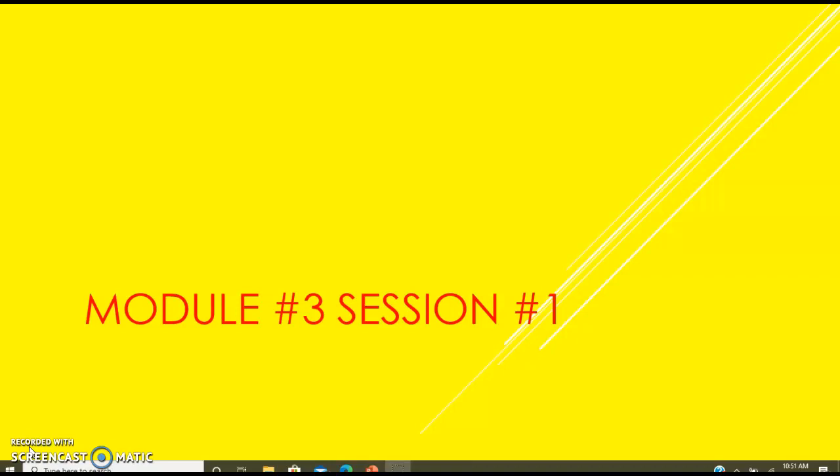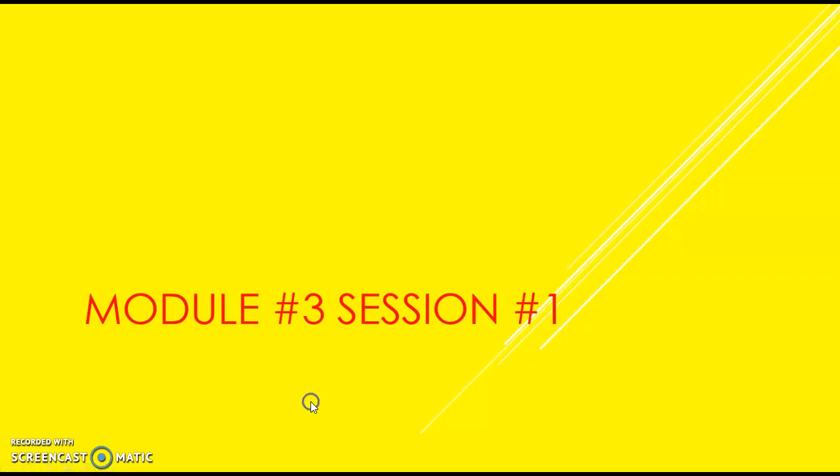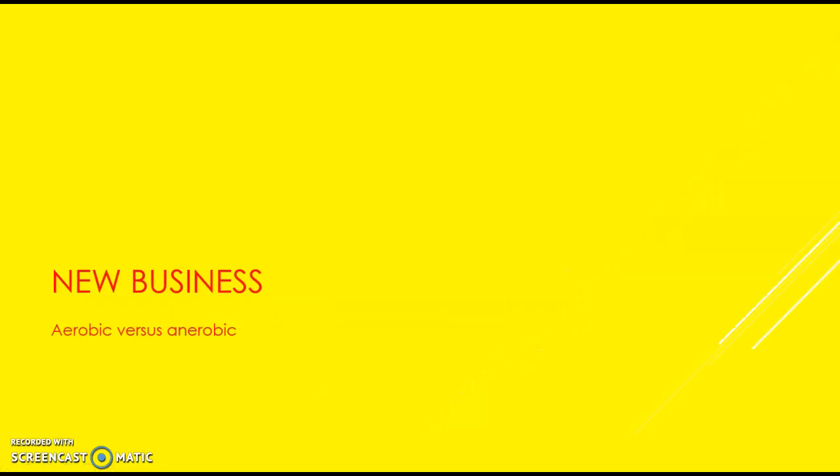on from Module 2, which was orange, to now we're in Module 3, which is yellow. Specifically today, we're in Module 3, Session 1. We'll be here in this module for about 2 weeks, and then we'll have a check for learning at the end of it. For today, specifically, we're going to be going over aerobic versus anaerobic.